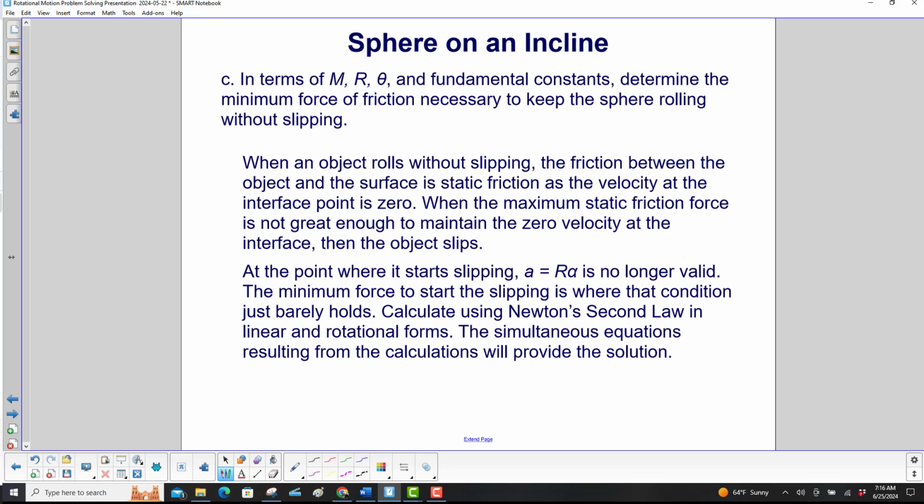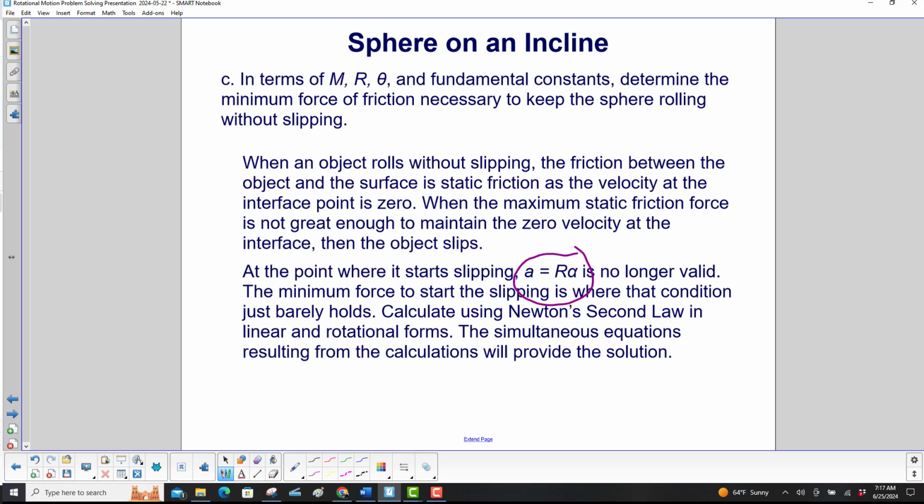Determine the minimum force of friction necessary to keep the sphere rolling without slipping. When an object rolls without slipping, the friction between the object and the surface is static friction, as the velocity at the interface point is zero. When the maximum static friction force is not great enough to maintain the zero velocity at the interface, then the object slips. At the point where it starts slipping, a equals r alpha is no longer valid. The minimum force to start the slipping is where that condition just barely holds.